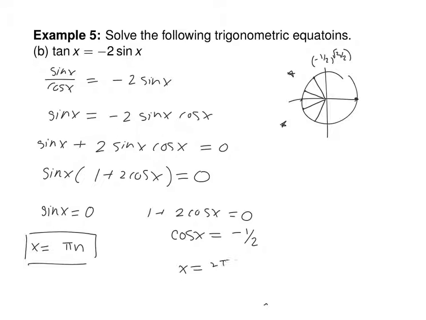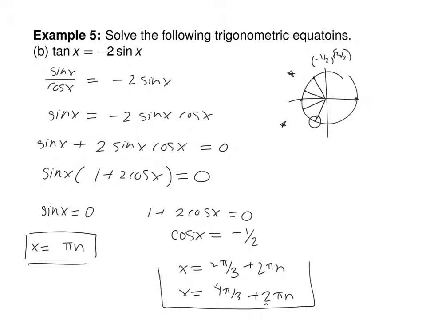2 pi over 3. I think that's what you meant. Yeah, I believe you. Plus 2 pi n, because we can go around the circle repeatedly. And the other one will be this angle, which is what? Great, 4 pi over 3 plus 2 pi n.